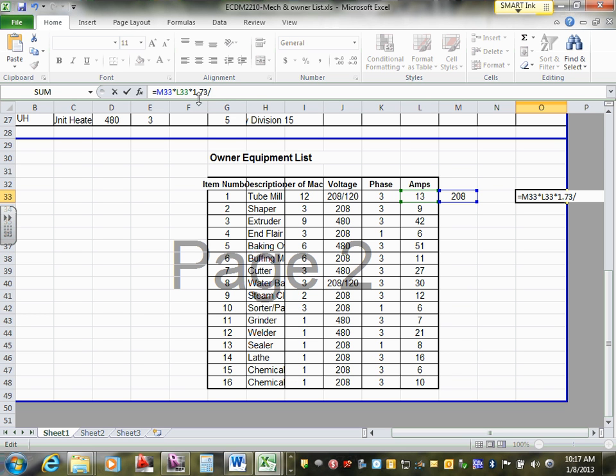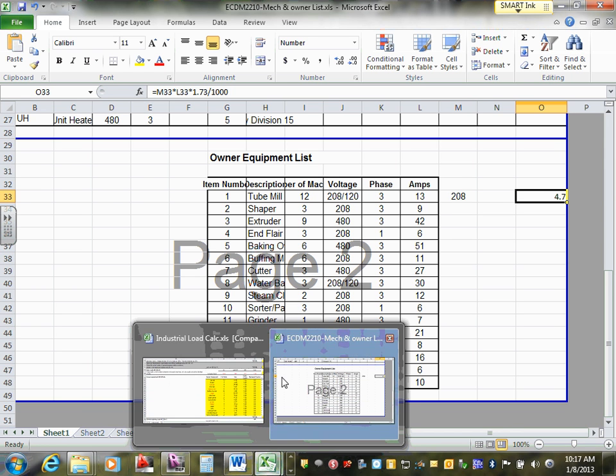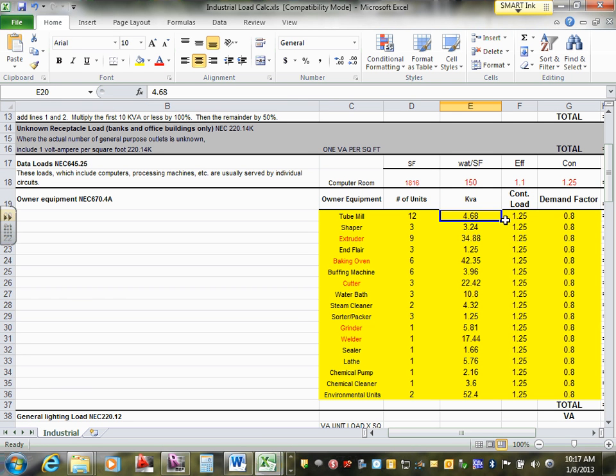Divided by 1,000, because in kVA, it's 1,000. So that's where the 4 comes from, approximated, of course. This is the 4.7. Did we come up with 4.7 here? 4.68. Okay, right here. Everybody understand where the 4.68 came to be?